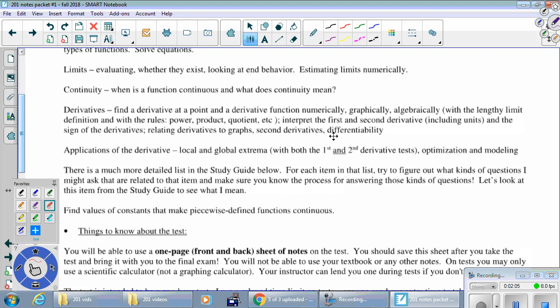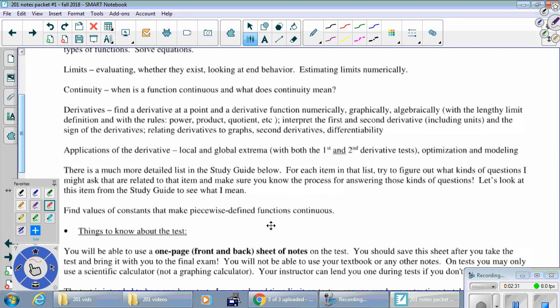Applications of the derivative, we talked about local and global extrema using both the first and second derivative tests. You should know how to use both, even though they give you the same information. Optimization and modeling. There's a much more detailed list in the study guide below. It's actually not on this page, but it's a few pages down the way in the packet. For each item in that list, try to figure out what kinds of questions I might ask that are related to that item, and make sure you know the process for answering those kinds of questions.